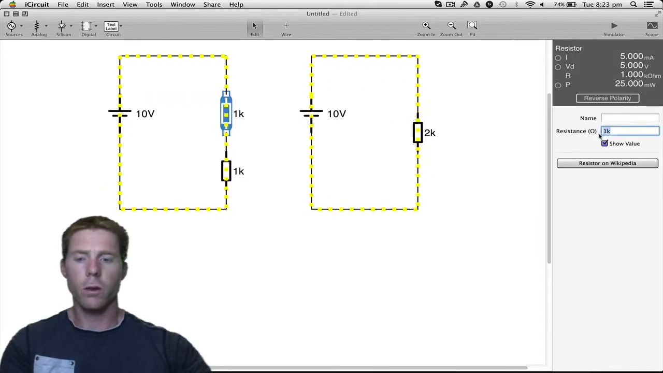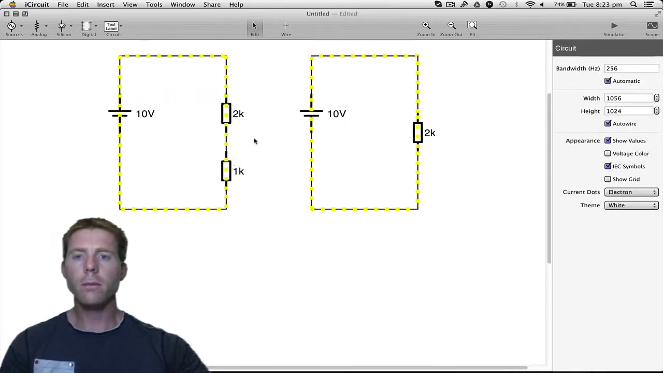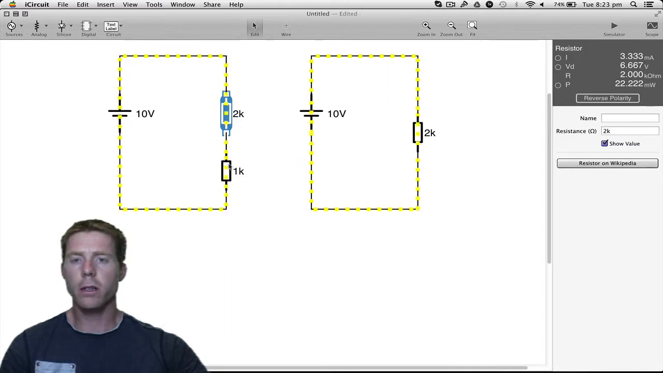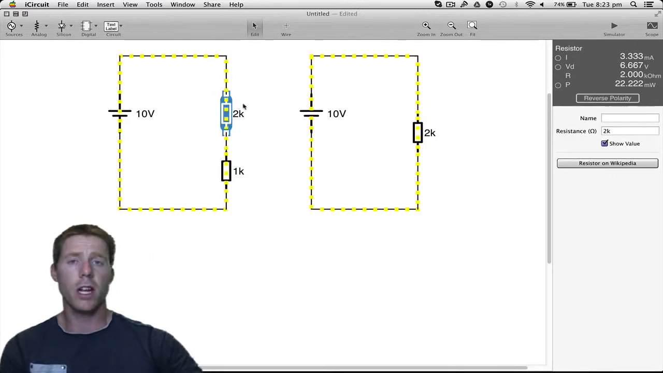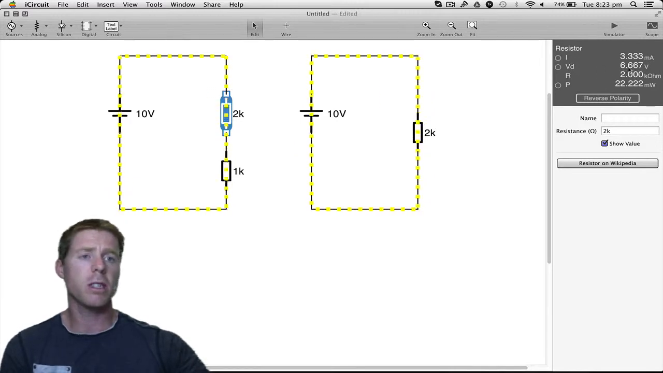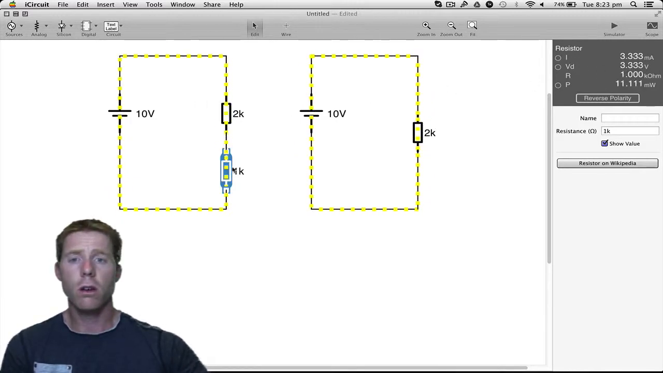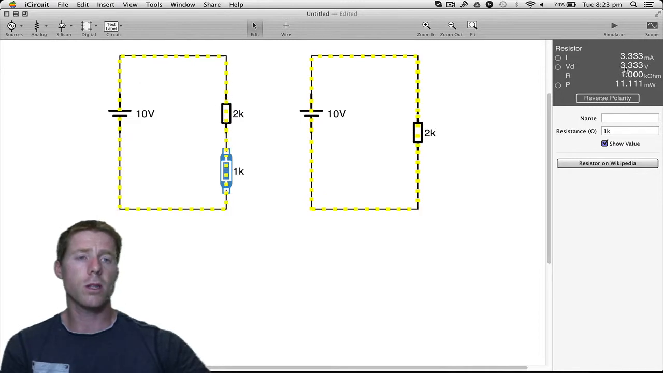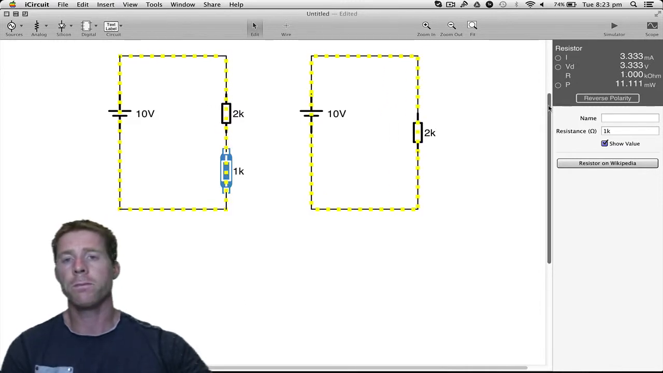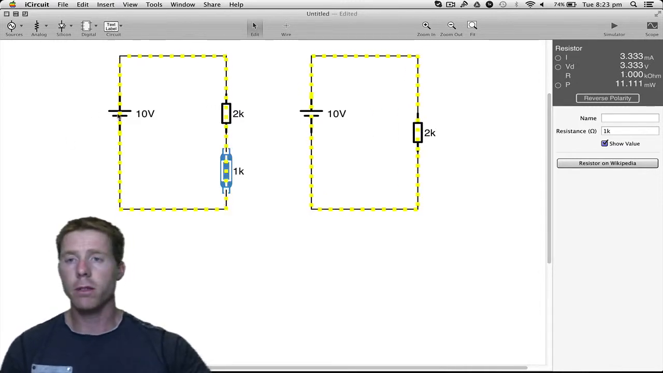What if this was a different value? What if this was 2K? Well, you'll still have that plus that equaling 10, it's just that now the 2K will get more. Instead of having 5 volts, the 2K has about 6.67 volts. The 1K, being the smaller resistor, gets the smaller voltage, 3.33. So you add those two together, you get 10 volts.